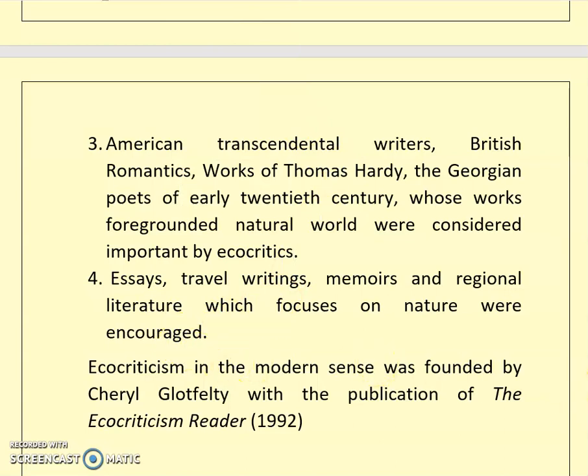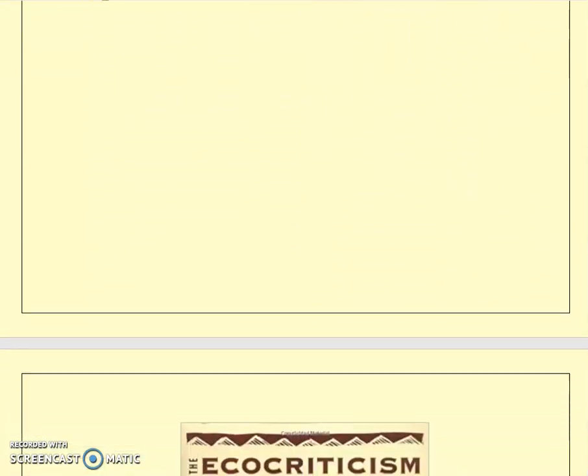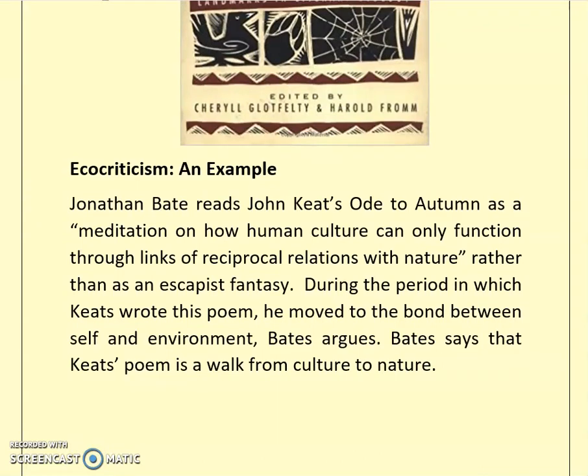Ecocriticism, in the modern sense, was founded by Cheryl Glotfelty with the publication of the Ecocriticism Reader, which was published in 1992. This is the book. An example of ecocriticism: Jonathan Bate, a famous ecocritic, reads John Keats' poem Ode to Autumn as a meditation on how culture can only function through links of reciprocal relations with nature rather than as an escapist fantasy.